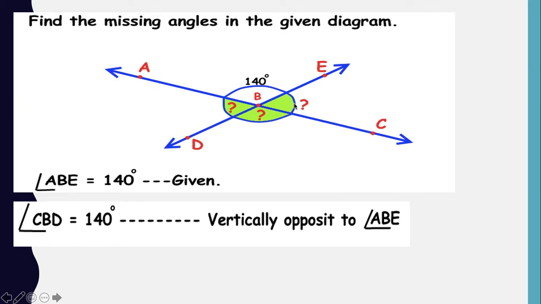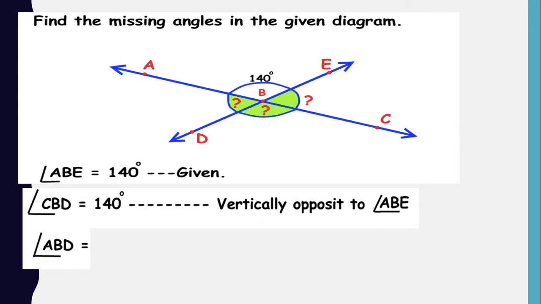Now we found two angles. Angle EBC we already found. There was a relation between ABE and EBC, which were linear pairs. Now CBD and ABE are vertically opposite angles. Now for the next one, we have to find one more remaining angle. The remaining angle to be found is angle ABD. We will find out angle ABD.